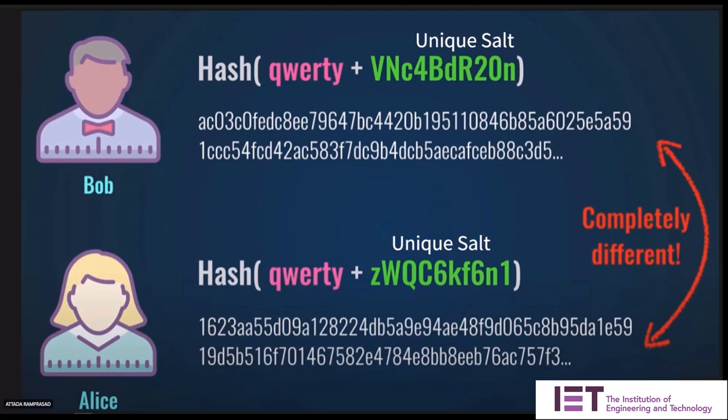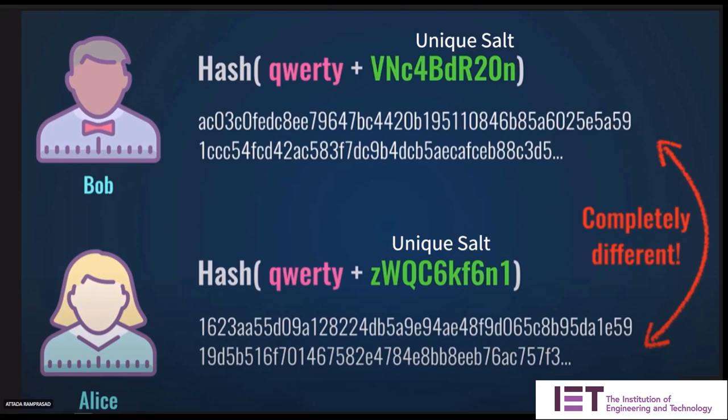So if an attacker unfortunately cracks Bob's password, he can't link that password with Alice, and he has to start cracking Alice's password again. This technique prevents the attackers from cracking a bunch of passwords in one go. It makes brute force attacks slower, but still the attack is possible. So to solve this, we have to look at the third technique, which is using special hash functions.